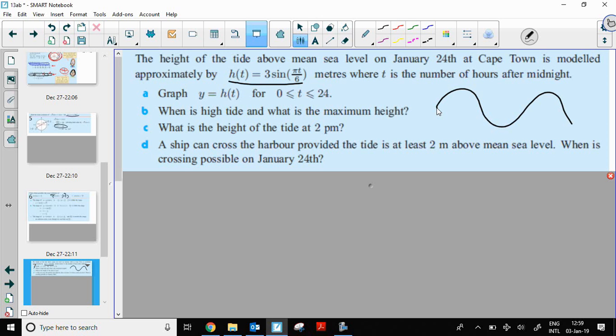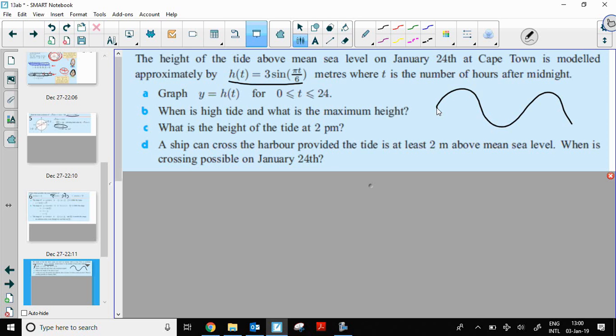And okay, so we could graph it. This is a pretty easy one to graph, right? It's just going to be vertically stretched by a factor of 3. So we're going up from positive 3 to negative 3. And then it's going to have a period of 2 pi divided by pi over 6. 2 pi divided by pi over 6 is going to give us a period of 12. Which means, since we're talking about a 24-hour period, right, that the cycle is going to repeat twice in that 24-hour period, which I guess makes sense in terms of tides.